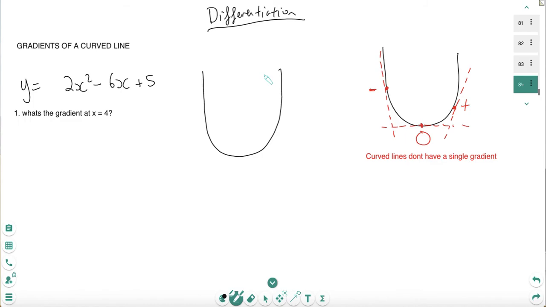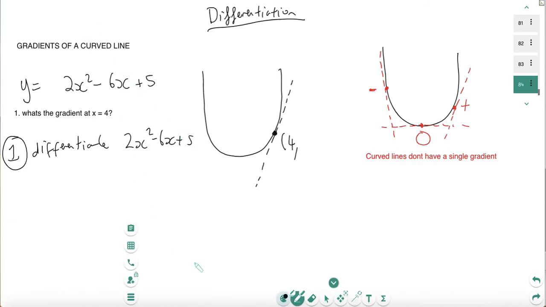And the question is, what's the gradient at x equals 4? Let's just say 4 is here. It could be here, but just for an example, I'm going to say 4 is here. So we want to find the gradient at this point here. Well, we could draw a tangent, but since we don't have any scales, we can't actually do the rise and the run. So we're going to use differentiation to help us. So if you're ever asked to find the gradient of a curved line at a certain point, the first thing you have to do is differentiate the equation. So we have to differentiate 2x squared minus 6x plus 5.